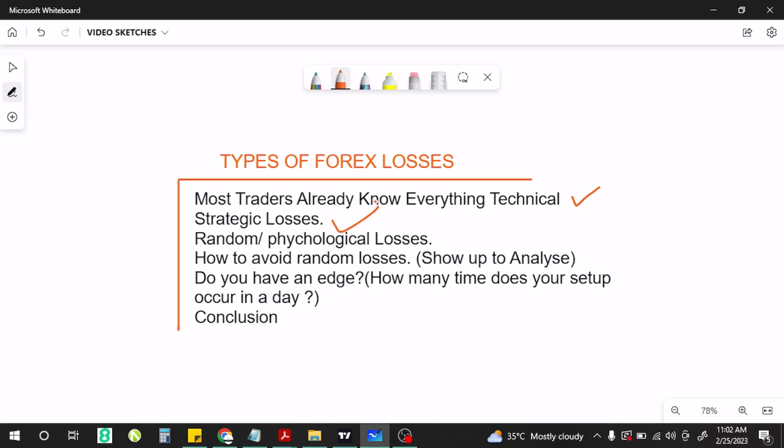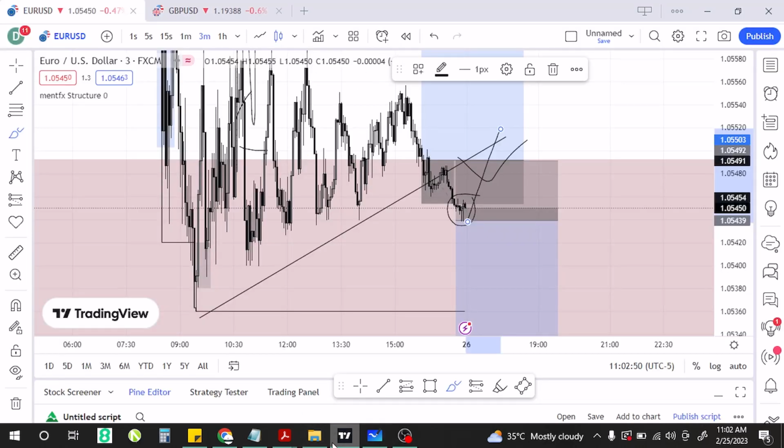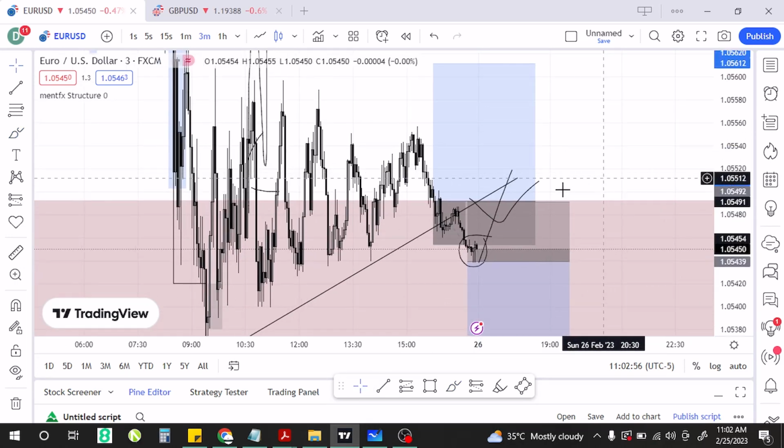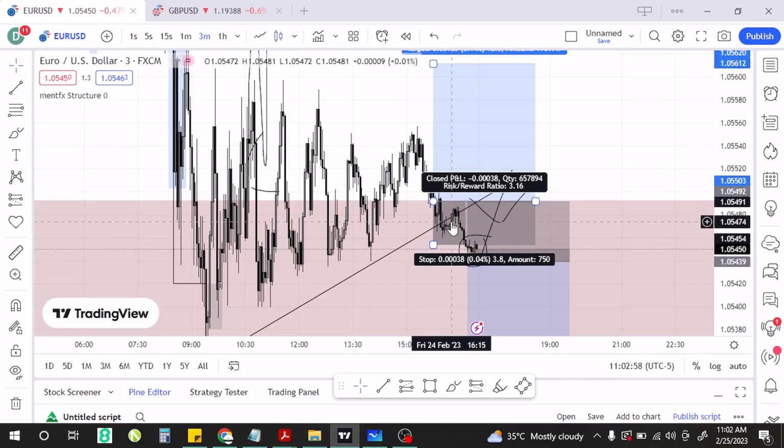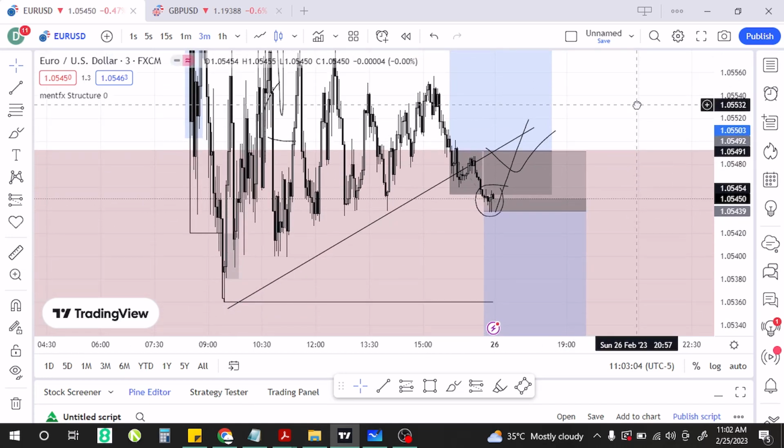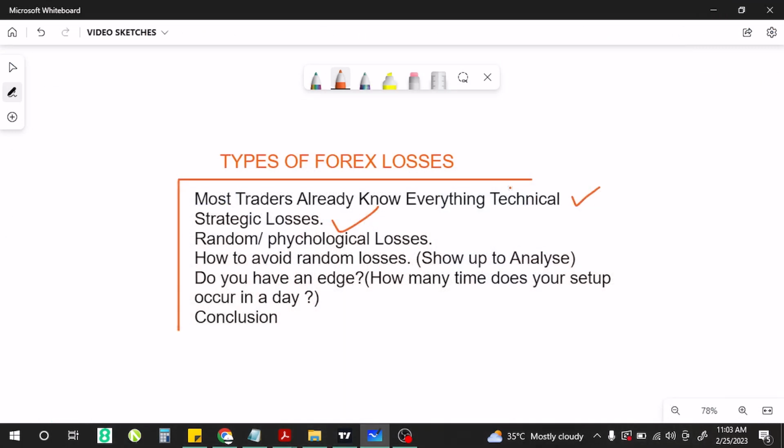Now the strategic loss is a type of loss that you don't learn from. For example, if your strategy says to the T that this is a good type of trade that you must take because of this trend line, why not take the trade, and you take a loss? It is a strategic loss. It is according to your trading plan, and you are not doing anything crazy.